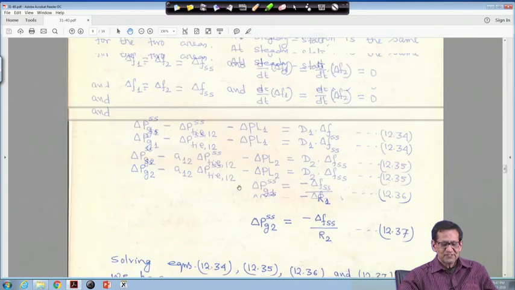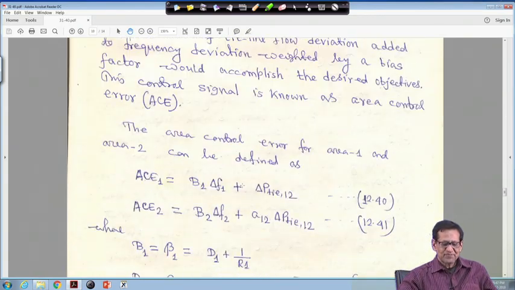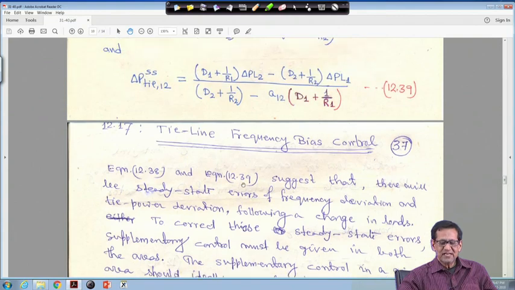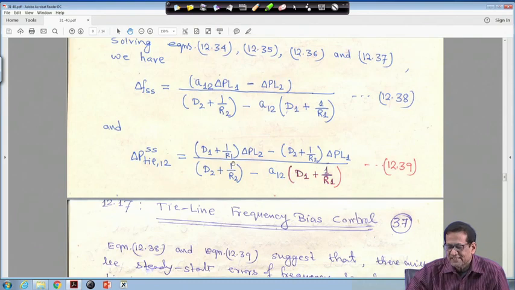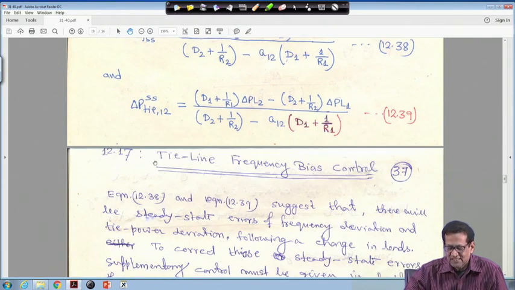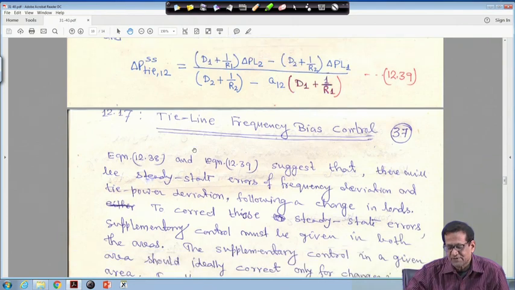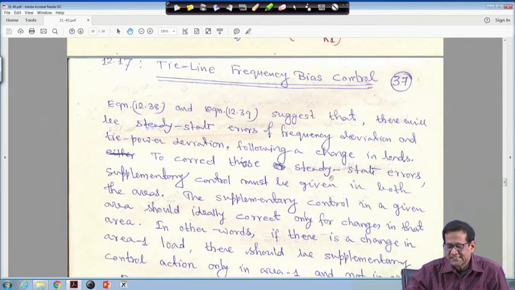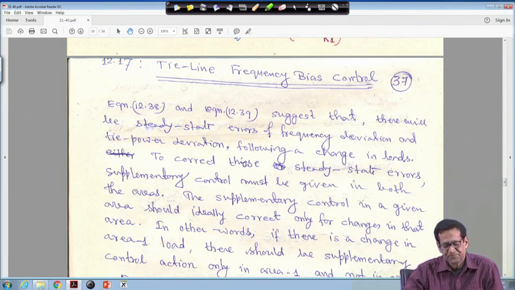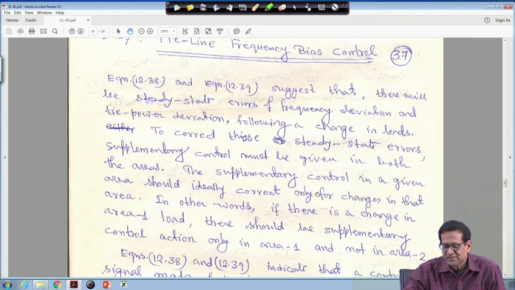We will go now to the area control error, that is, tie line frequency bias control. Equations 38 and 39, these two equations, the steady state error of frequency and tie power deviations, suggest that there will be a steady state error of frequency deviation and tie power deviation following a change in loads. To correct those steady state errors, supplementary control must be given in both the areas. The supplementary control in a given area should ideally correct only for changes in that area.